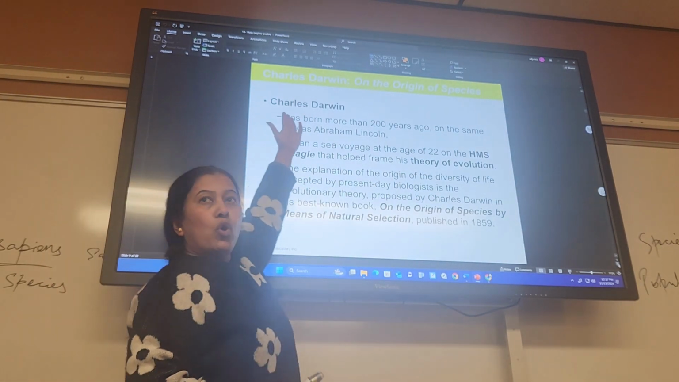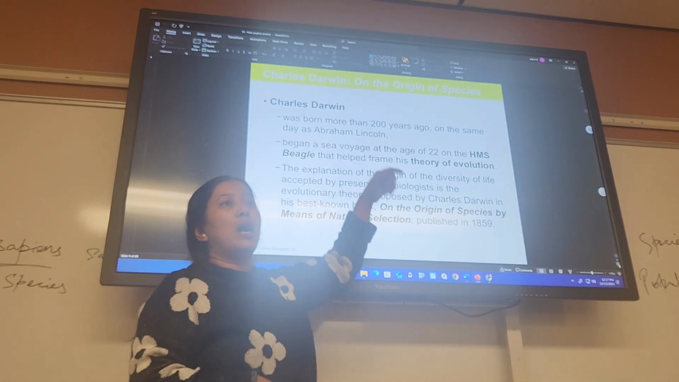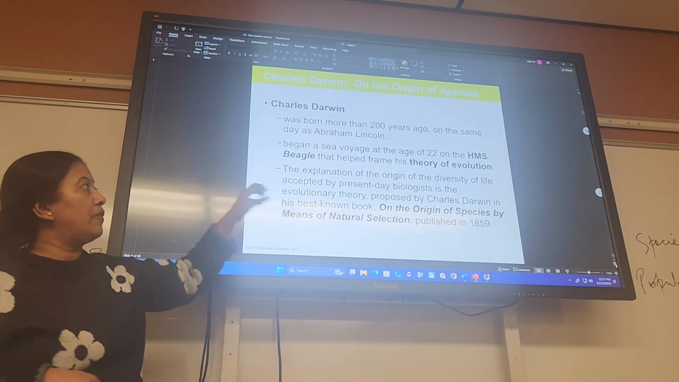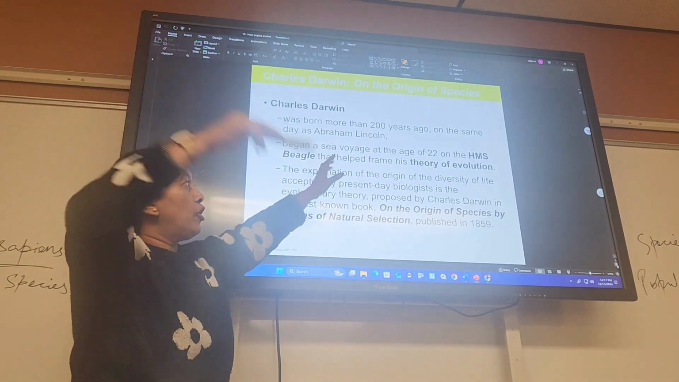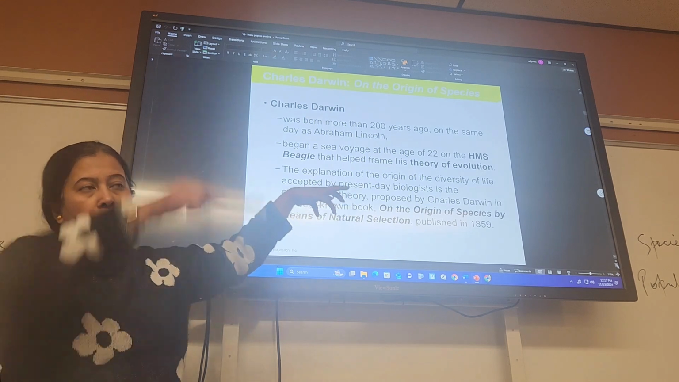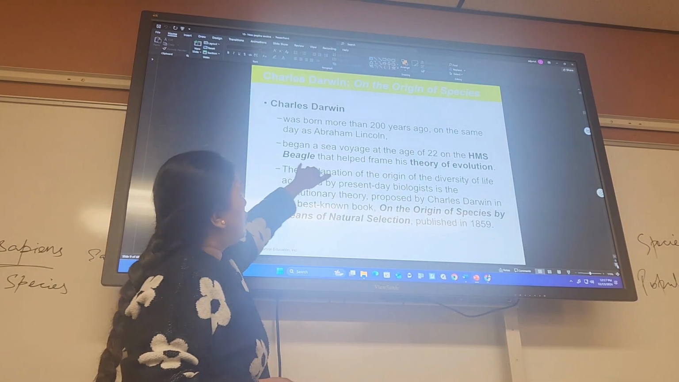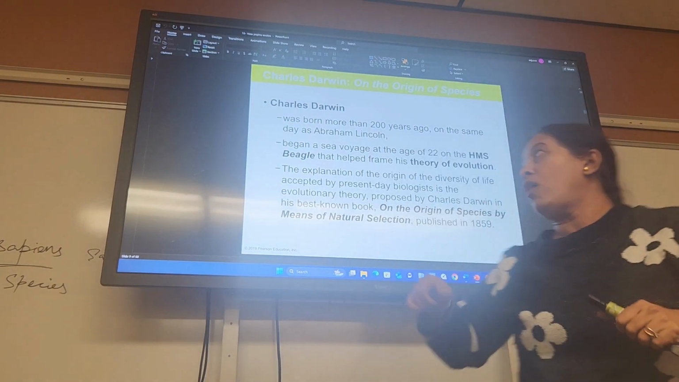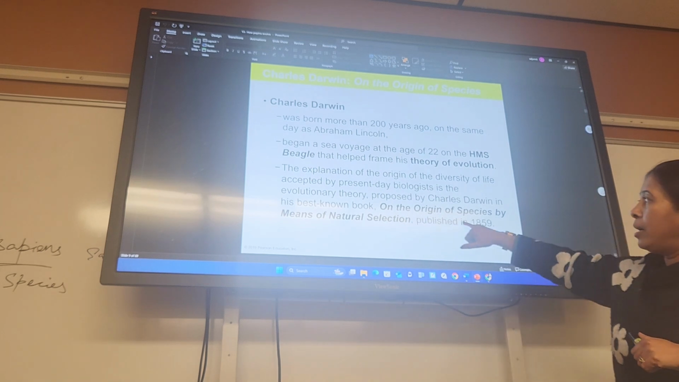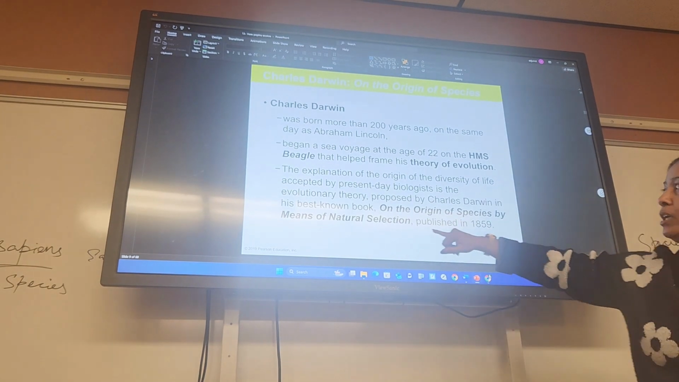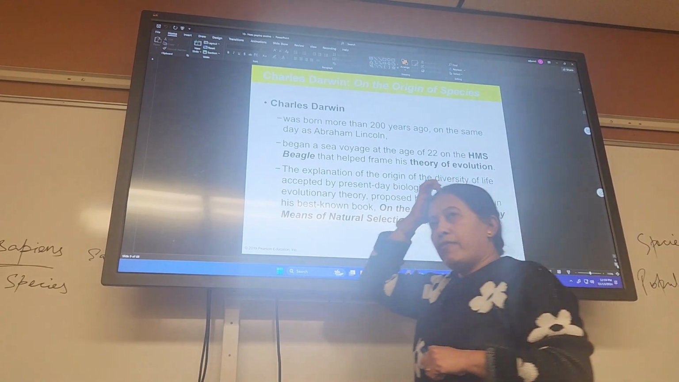So then comes the most important person in the history of evolutionary biology, the father of evolution, Charles Darwin. He started on a ship from Europe, and he was moving along the coastline of South America. Very young, 22. This was the name of the ship. And he gave the theory of evolution. His book was published in 1859. This book is called The Origin of Species by Means of Natural Selection. This is the foundation of evolutionary theory.